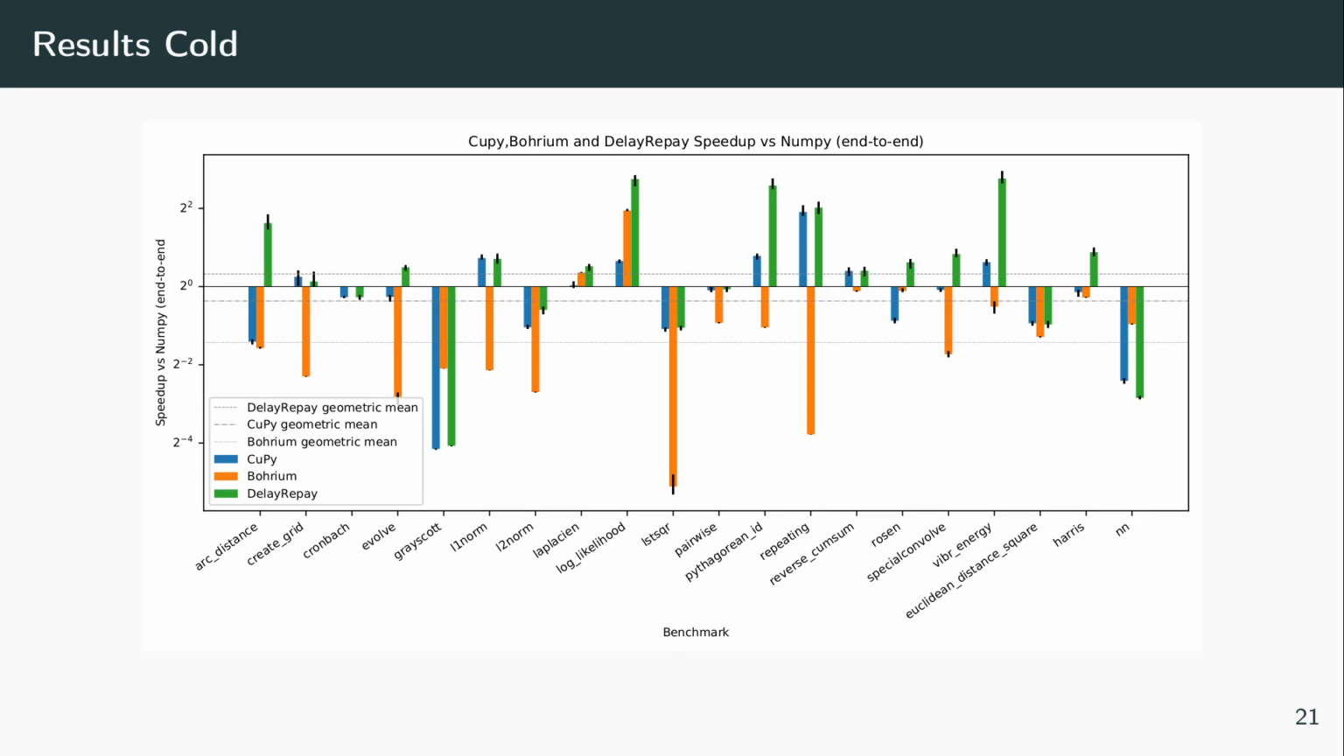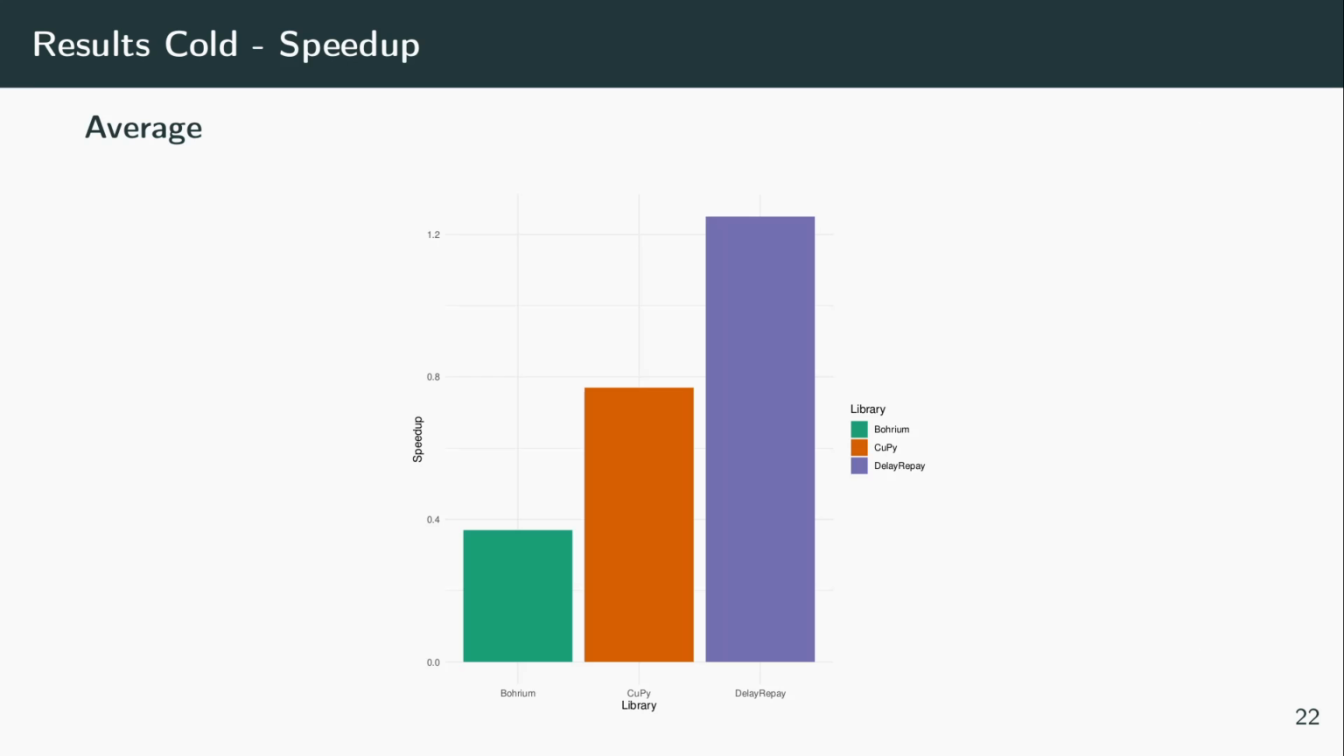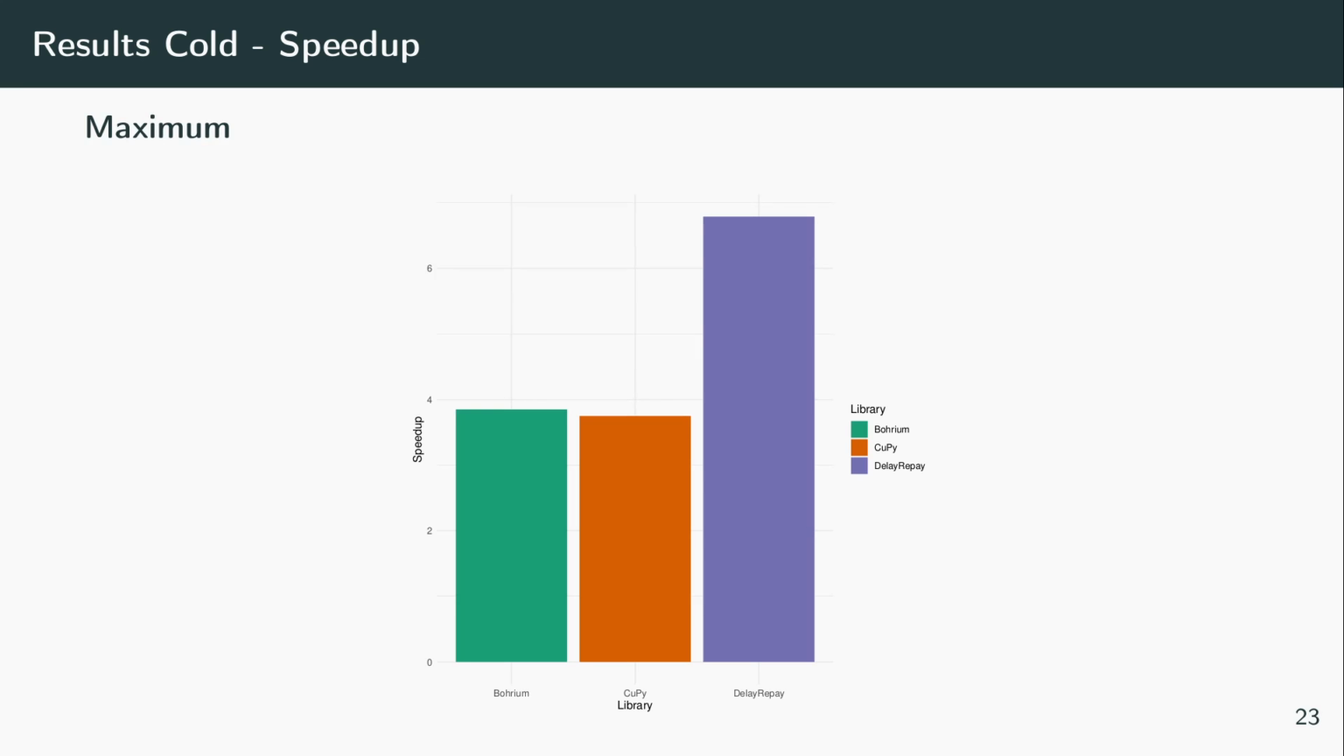For the cold, or end-to-end results, we see a different picture. CuPy and Bohrium generally produce a slowdown compared to NumPy. DelayRepay, on the other hand, produces a speedup on average. Again, using the geometric mean, Bohrium has an average speedup over NumPy of 0.37, which is a slowdown. CuPy 0.77, again a slowdown, and DelayRepay an actual speedup of 1.25. Bohrium has a maximum speedup of 3.85, CuPy 3.75, and DelayRepay 6.79.